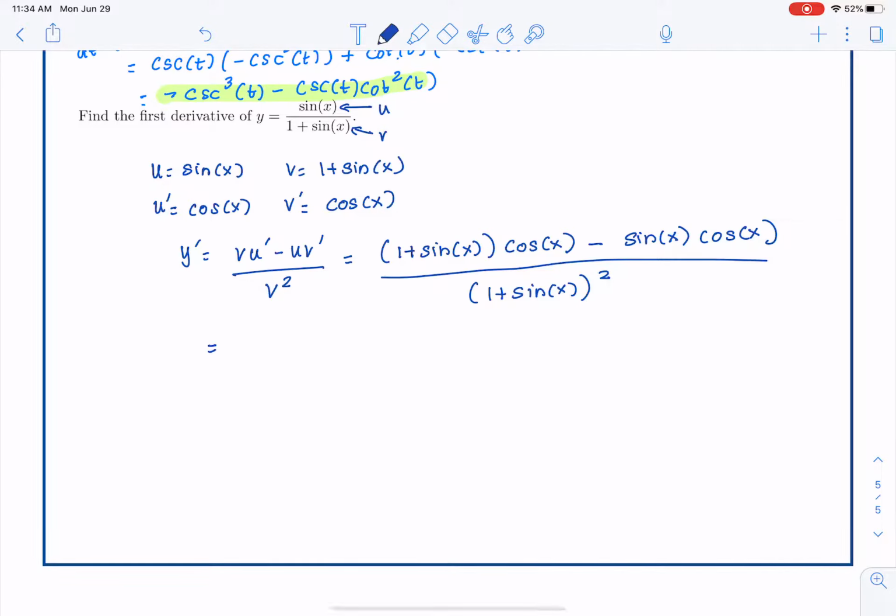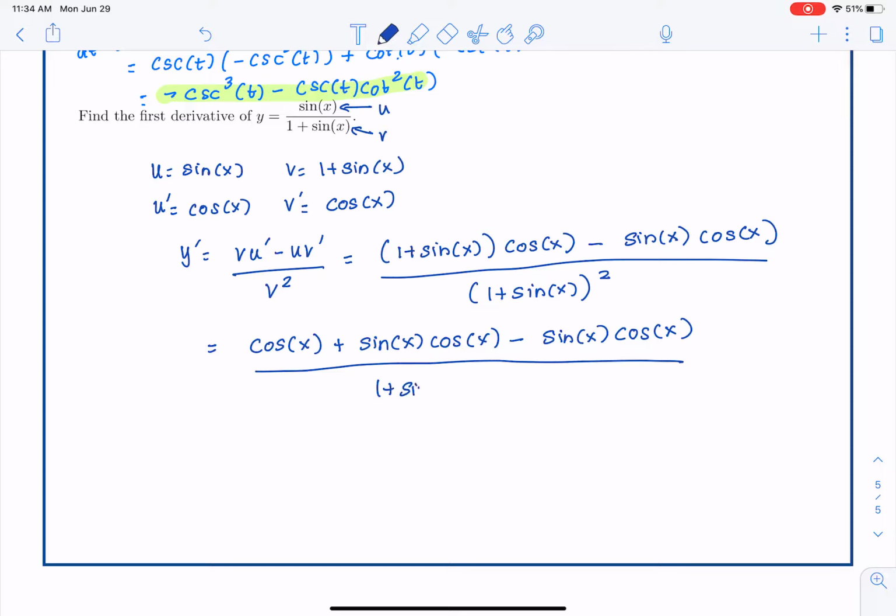Distribute and simplify, we would have cosine x plus sine x cosine x minus sine x cosine x divided by 1 plus sine x squared. Always try to simplify, because if we have to find the second derivative or the third, if you don't simplify, you're going to make it hard on yourself. So the final answer is cosine x divided by 1 plus sine x squared.